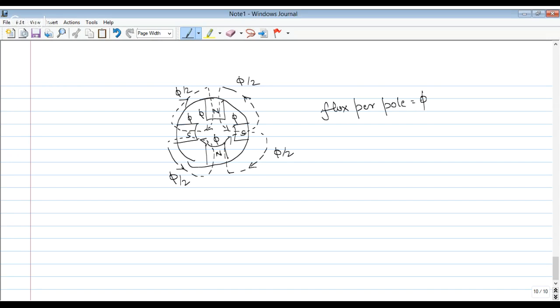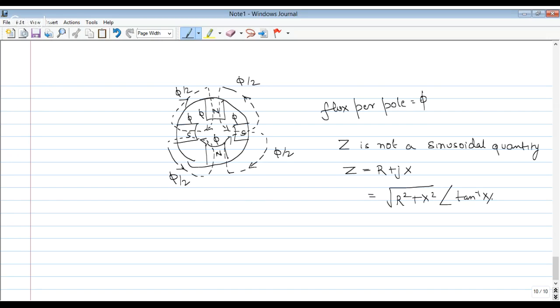Question by Cooper Bradley: Z is equal to 4 angle 15, can we write Z(t) as 4 cos of (omega t plus 15)? Basically, Z is not a sinusoidal quantity. Z is simply a complex number. Z is equal to R plus jX, and in polar form it is written as square root of (R squared plus X squared) angle tan inverse X by R. But Z is not a phasor, so you cannot express it in the time domain.